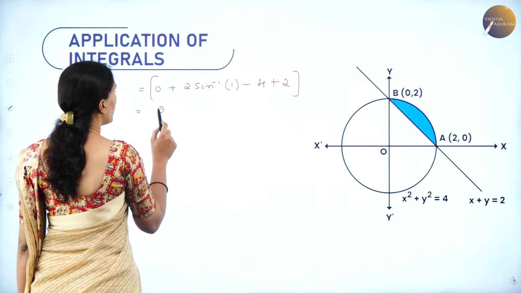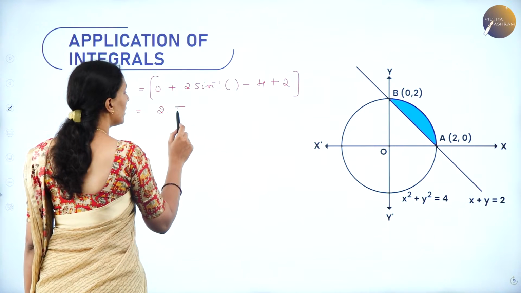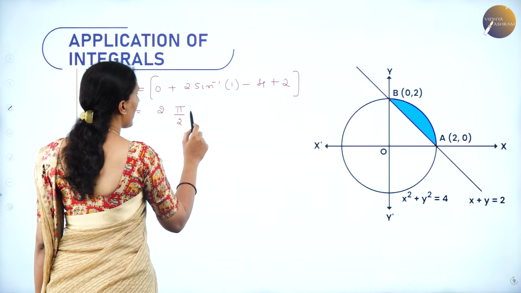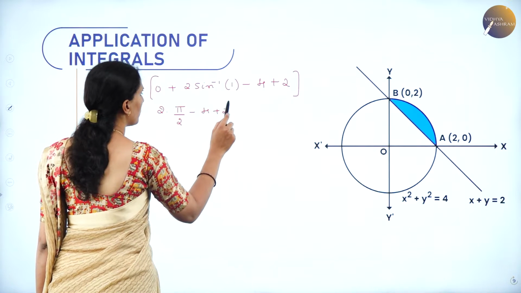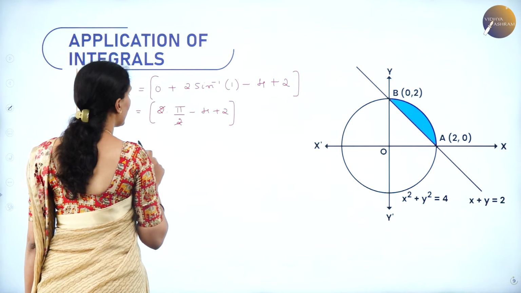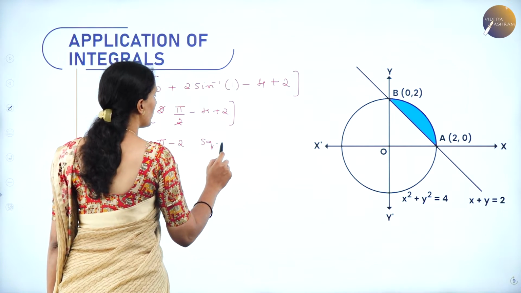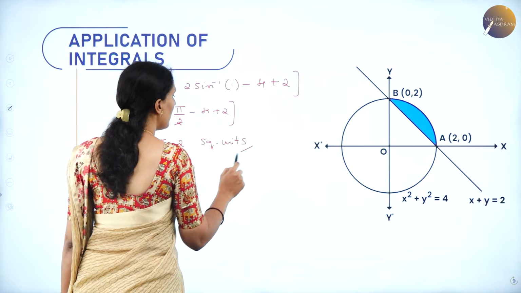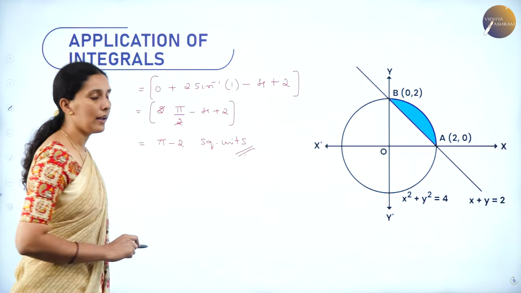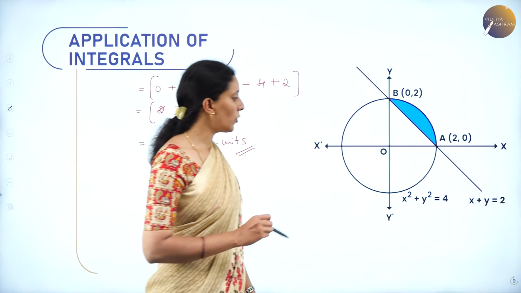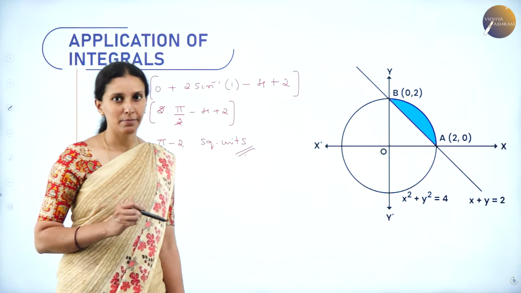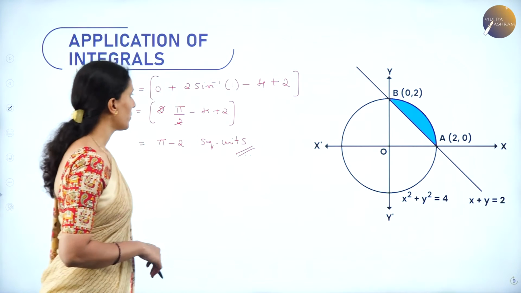So now this is 2 into, what is sine inverse 1? Pi by 2, minus 4 plus 2. So 2 gets cancelled, it is pi minus 2 square units. So this is the area bounded by the circle x square plus y square is equal to 4 and the line x plus y is equal to 2.